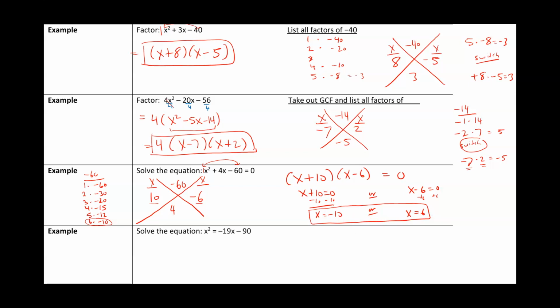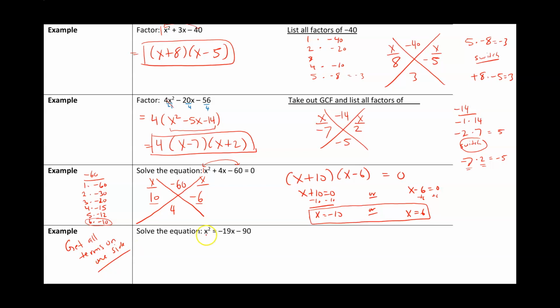Okay, last one. Remember that anytime you have a factoring problem, especially one that is an equation, you have to get all the terms on one side. Get all terms on one side. They can't be on different sides.